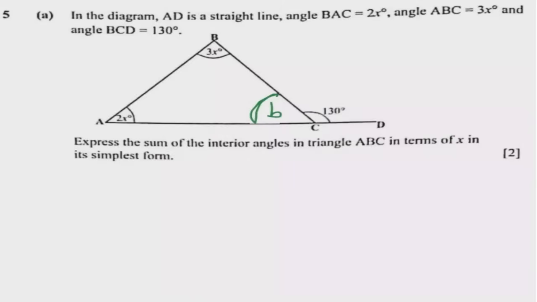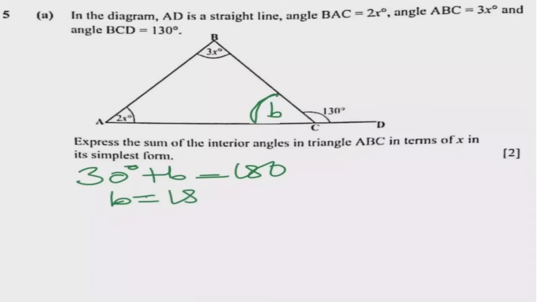That means B degrees plus 130 degrees will give us 180 degrees. Next, we put like terms together. So we have B is equal to 180 degrees. Sorry, it's not 30, it's 130. So I have 130 degrees plus B is equal to 180 degrees.